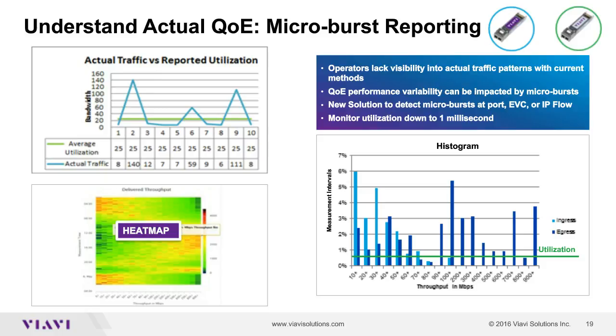But what's reported in the systems today, and I mentioned earlier that a fair bit of the technology today is derived from TDM, is an average throughput, such as a five-minute report. In this diagram, if you look at the green line in the top left of the chart, it says the average throughput is in the 20s, 25 megabits. But what's actually happening on that service, let's assume at a one-second timeframe as an example, is the traffic goes down to 8 megabits, up to 140, and goes up and down consistently.